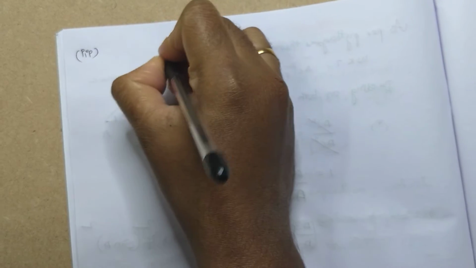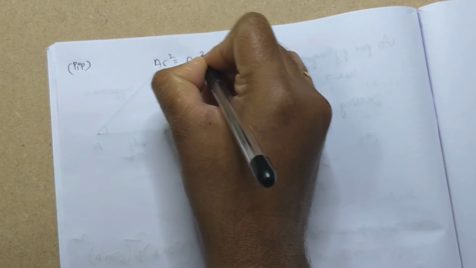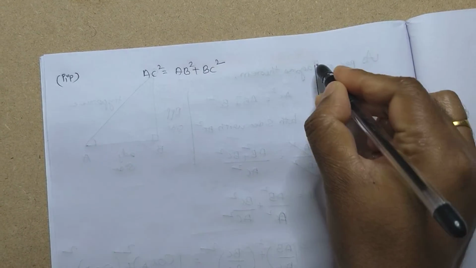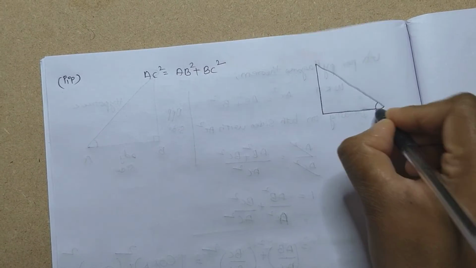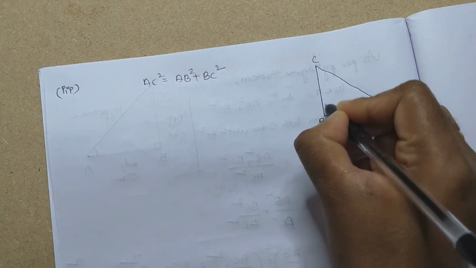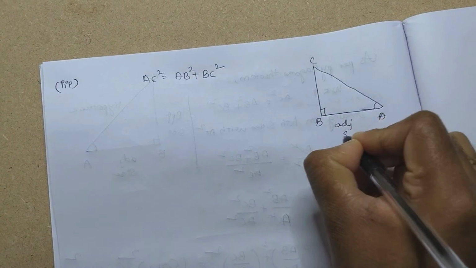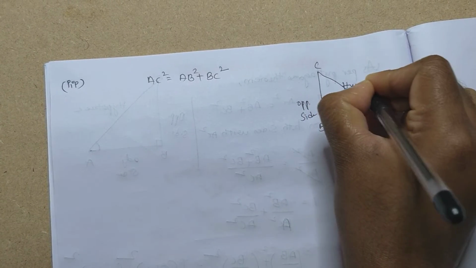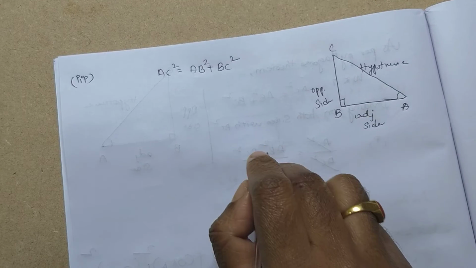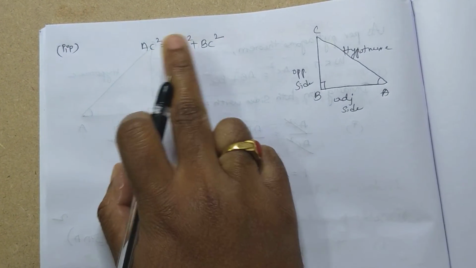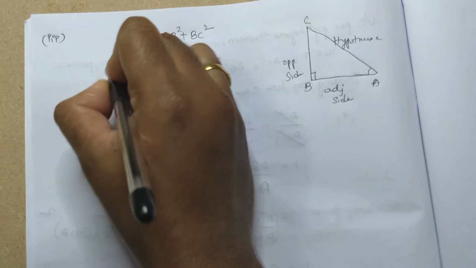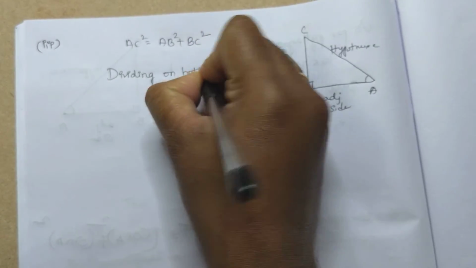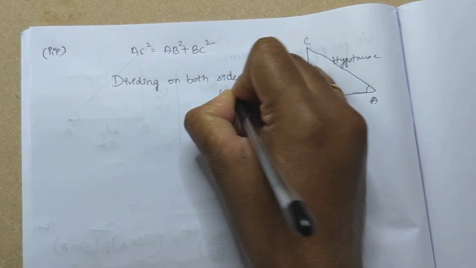See here, this is case 3. So AC square equals AB square plus BC square, the same equation I have taken from the Pythagoras theorem. For understanding, I am just drawing this triangle for you again. A, B, it is C here. This is the adjacent side, this is the opposite side, and this is the hypotenuse. And this is the angle we have taken as reference here. Clear? So AC square equals AB square plus BC square. Now what will we do here? Dividing on both sides with BC square.